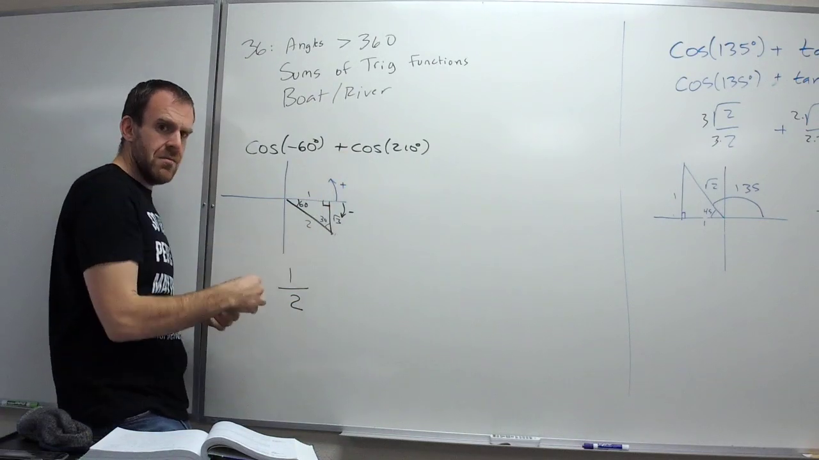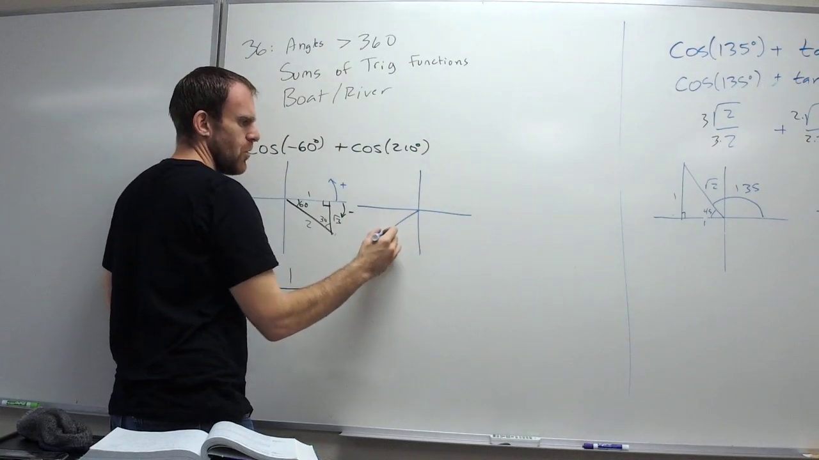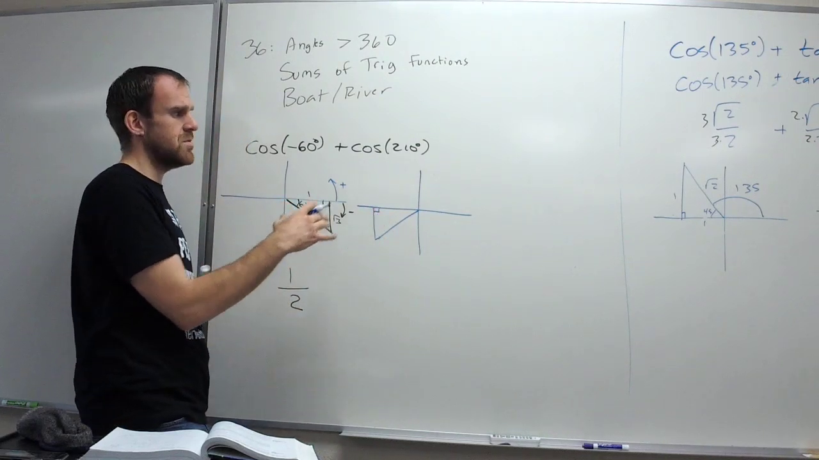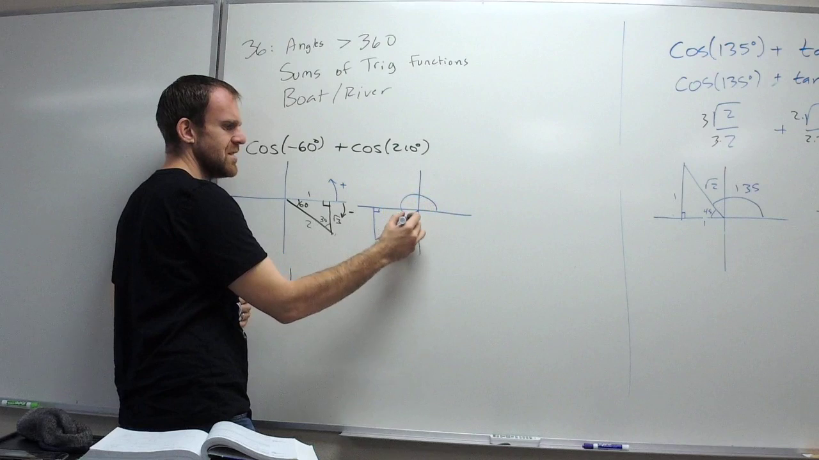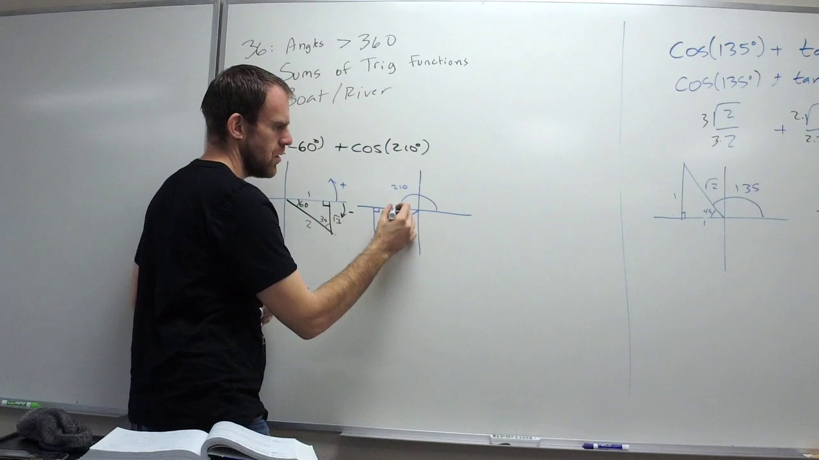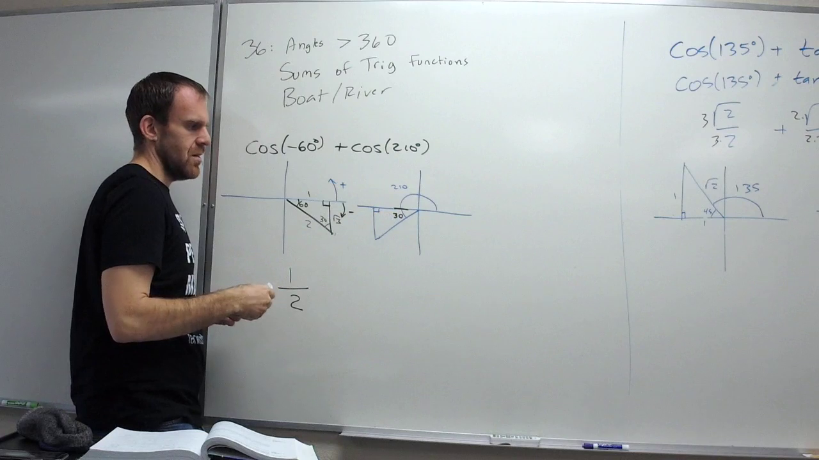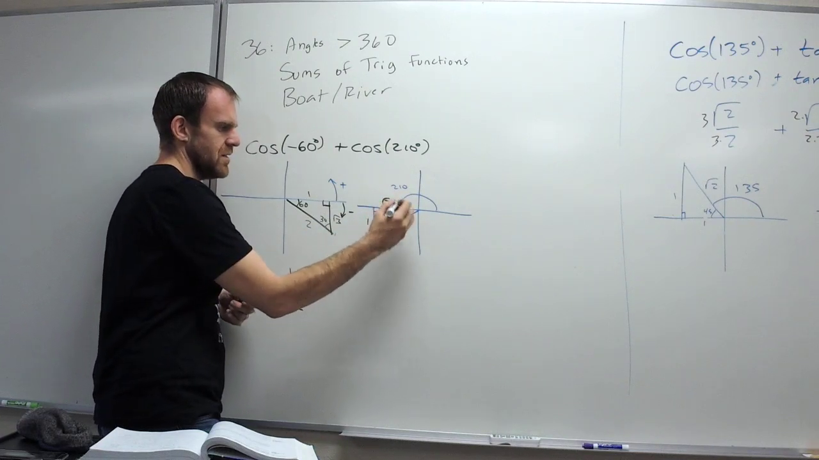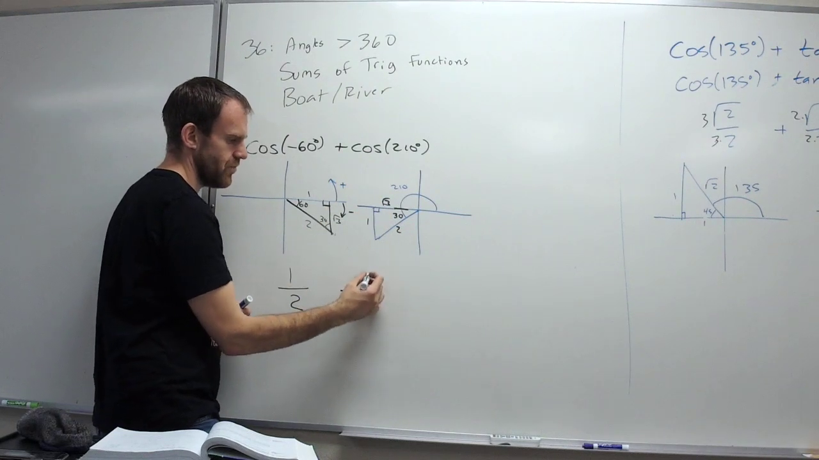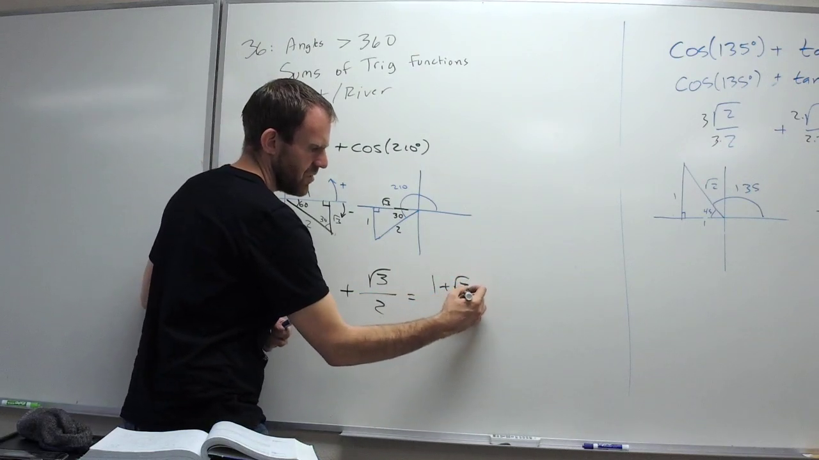For cosine of 210, if you're confused, that's fine. Although I would encourage that you memorize those values in the future so you don't have to spend so much time on these problems. Cosine of 210 would give me this angle is 210. We know that 180 goes up to here, so this angle is 30. 210 minus 180 is 30. So I'll draw in the sides of my friendly triangle, and cosine of 30 is square root of 3 over 2. Adding these together, I get 1 plus square root of 3 over 2.